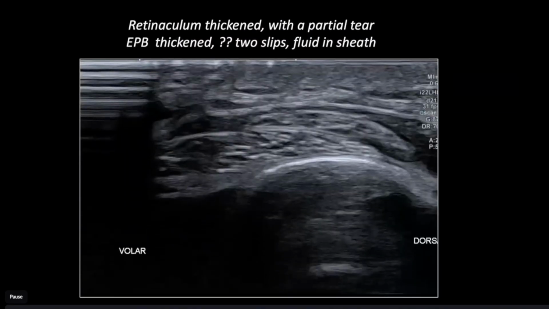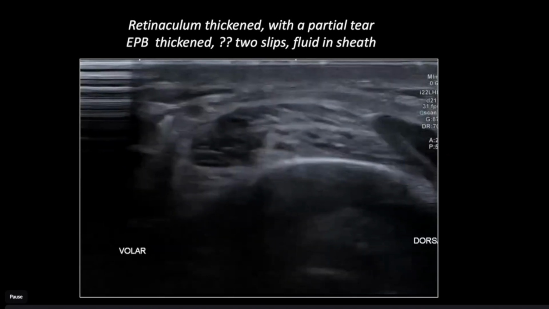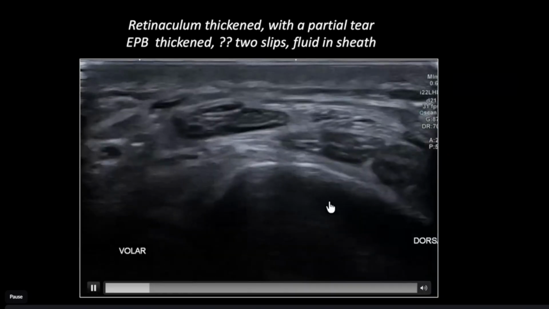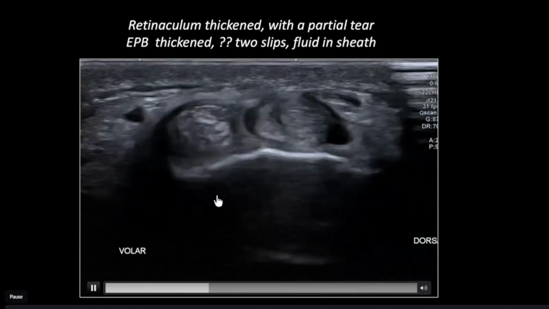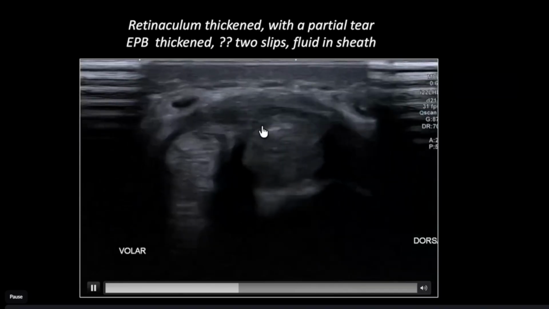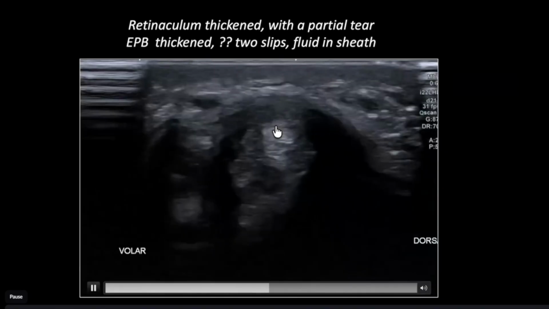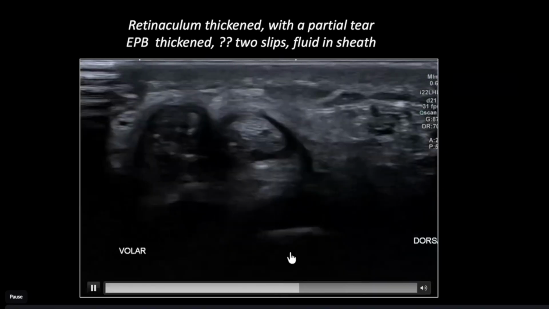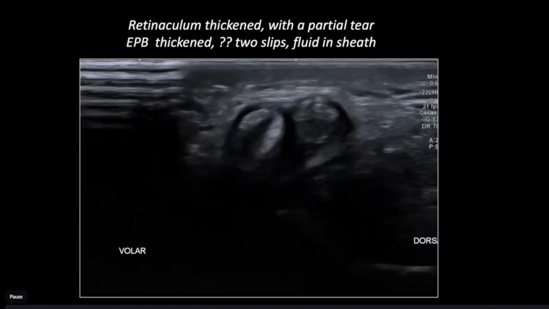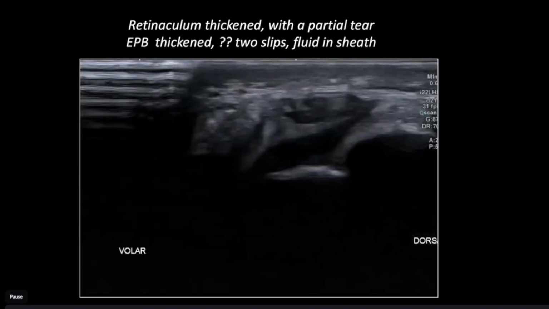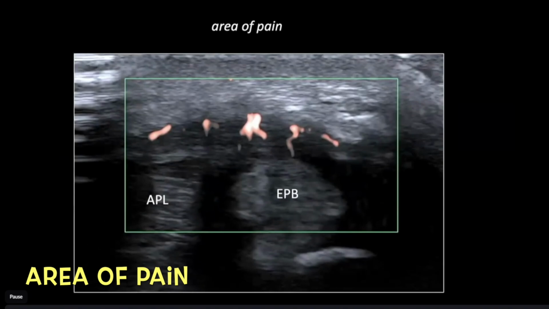So we had a look up in that area, from proximal to distal, following. APL crossed over compartment 2, and you can see as you come distal, the retinaculum is very thick. There's a little tear in it. It was very difficult to follow those tendons in short axis. I kind of felt like one of them was rotated. It was hyperemic at the retinaculum.